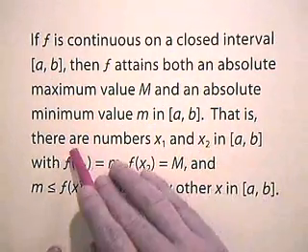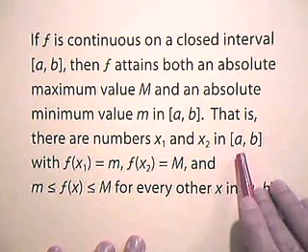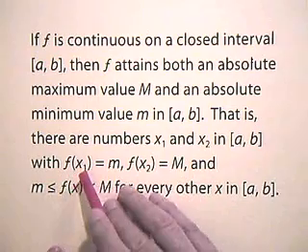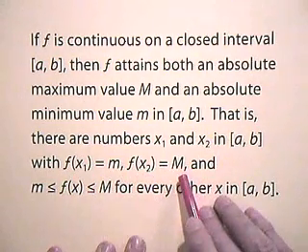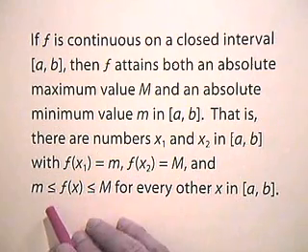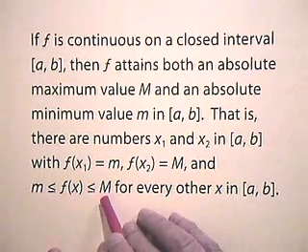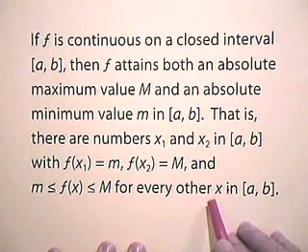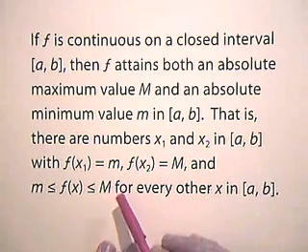That is, there are numbers x1 and x2 in [a, b] with f(x1) equals little m, f(x2) equals capital M, and so therefore little m is less than or equal to f(x) is less than or equal to capital M for every other x in the closed interval [a, b]. Notice what this means.